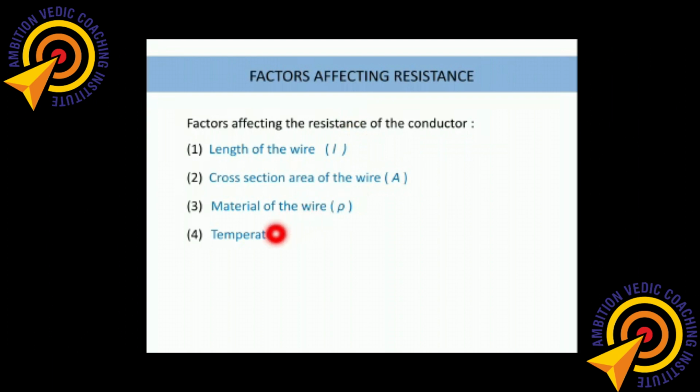So what we have seen is resistance increases with increase in length of the wire. That means the resistance is directly proportional to the length of the wire. If we take a bigger wire, large number of atoms, so high resistance. If we take a smaller wire, less number of atoms and less resistance. So resistance depends on length of the wire.